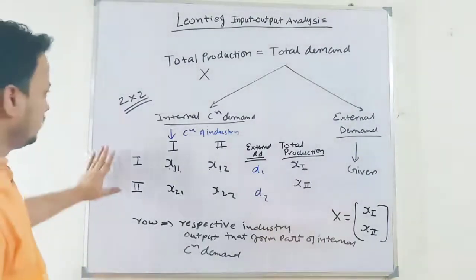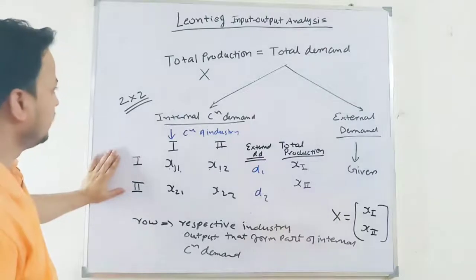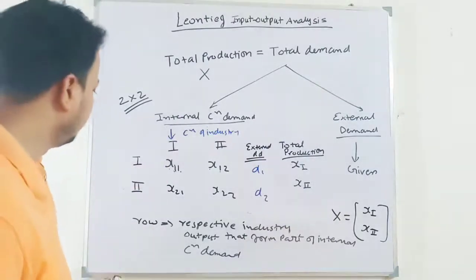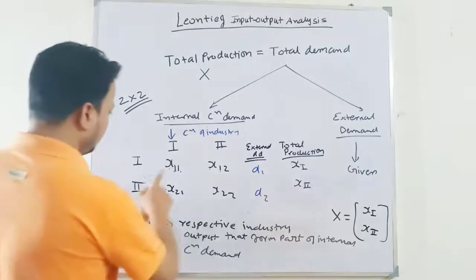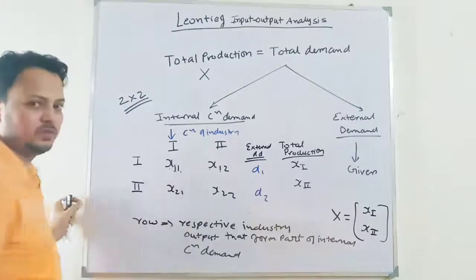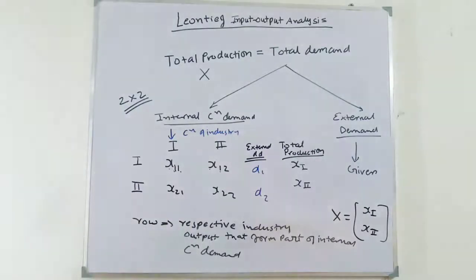So after this, let me give you some notation. Okay, then it will be easy. So this is the amount. Okay, we have to construct the technology matrix from this one.